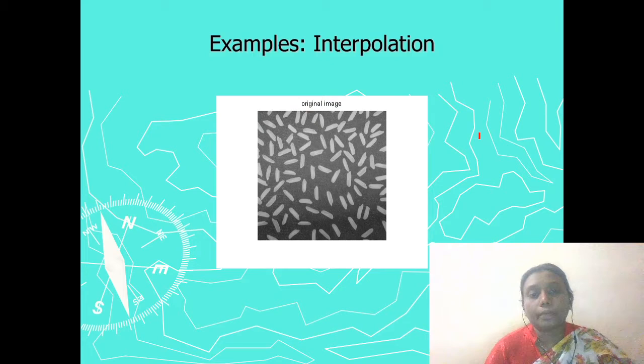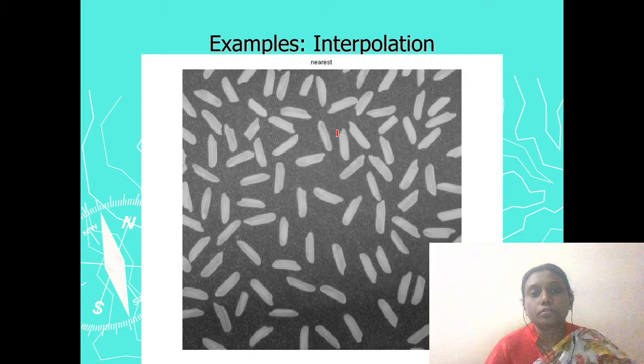Then this is another example. This is the original image. Now we are seeing the resultant images after processing with the interpolation techniques. This is the resultant one for the nearest neighbor interpolation technique. And this is the resultant image for the bilinear interpolation technique. And this is the resultant one for the bicubic interpolation operation.